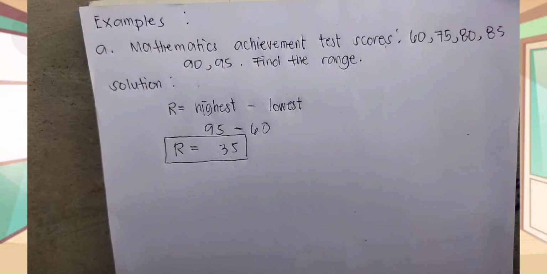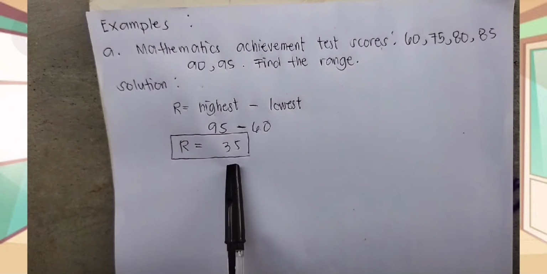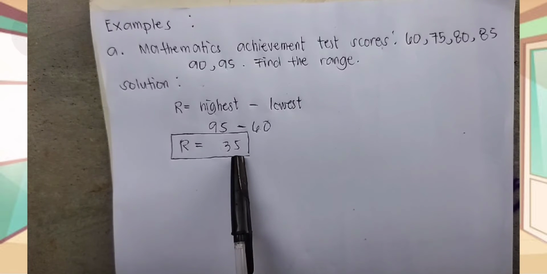In example number 1, mathematics achievement test scores are 60, 75, 80, 85, 90, and 95. Find the range. Here's the solution. Before that, we must follow our given formula, which is the range is equal to the highest minus lowest. The highest score is 95 minus the lowest score, which is 60. So, 95 minus 60 is 35. Therefore, our range is 35.